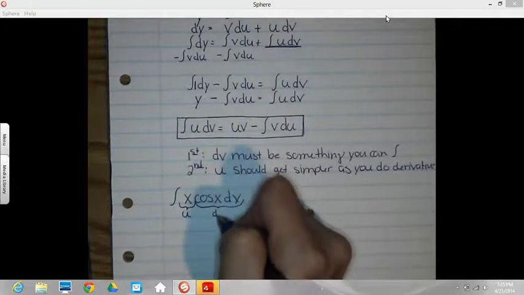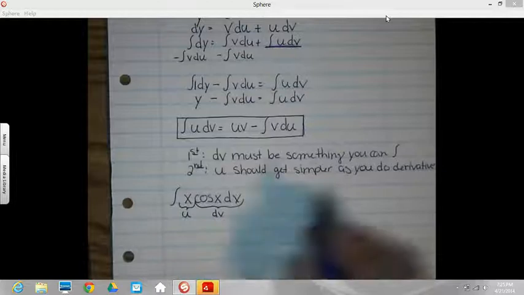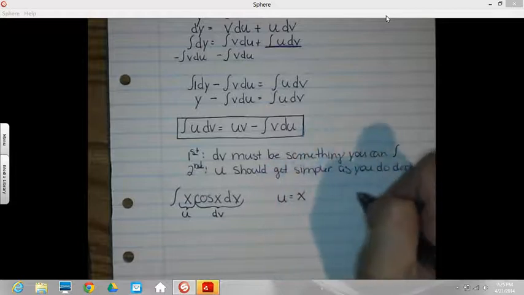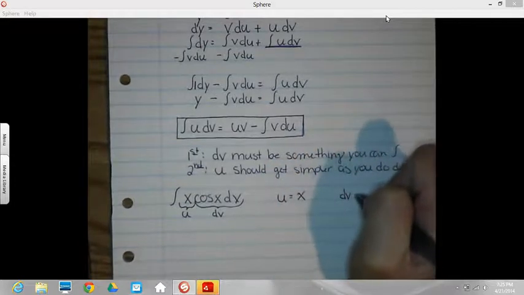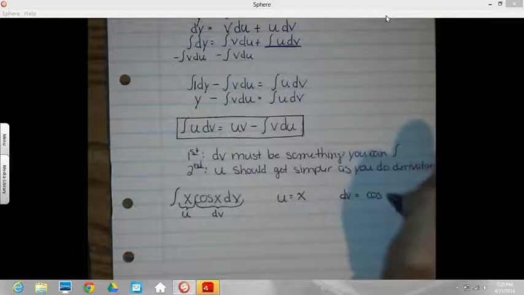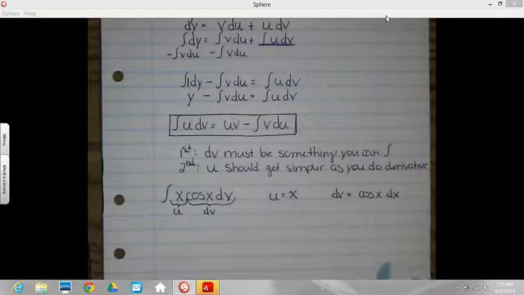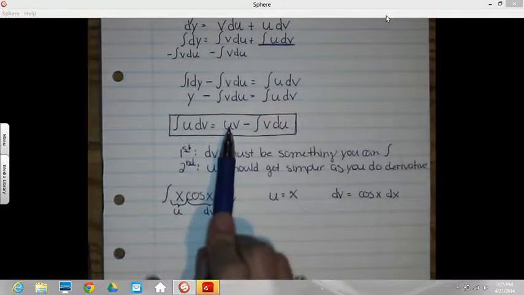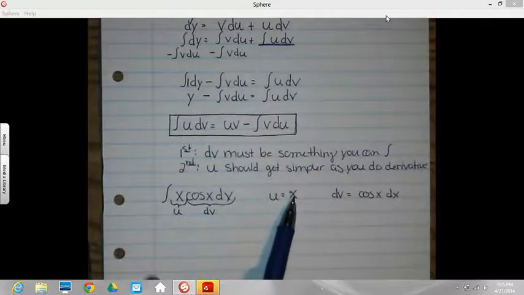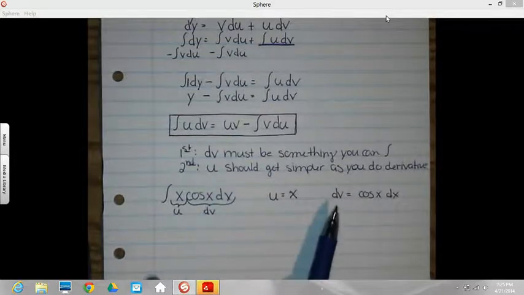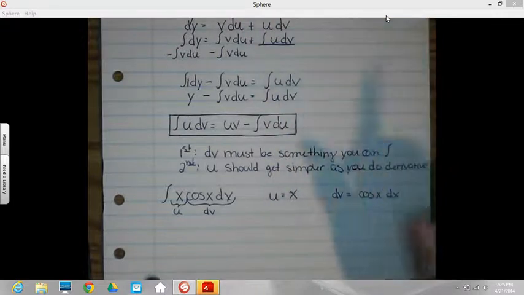So off to the side, I'm going to let u equal x. I'm going to let dv equal cosine x dx. All right, if I look at my formula now, I need to know what u is. I got it, that's an x. I need to know what v is. Well, I don't quite have v yet, but if I do the antiderivative of this equation, I'll have v, because watch what happens. I'll do the antiderivative here and the antiderivative here.